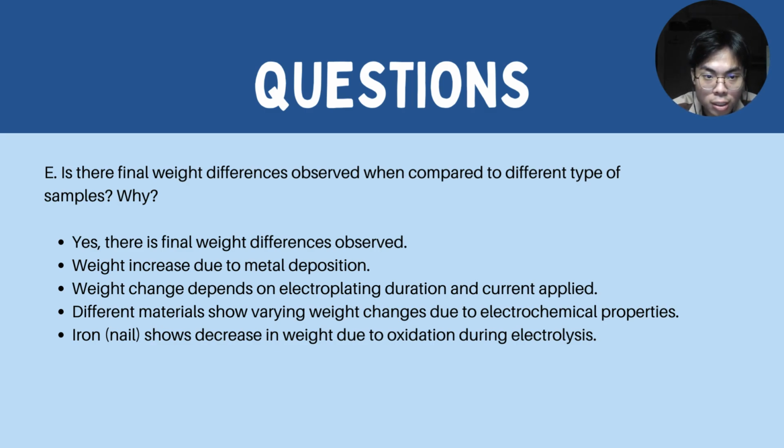The answer for the next question, E, is yes, there is a final weight difference observed, as the weight of the mild steel sample increases due to deposition of metal from the solution onto the surface of the mild steel. The difference in weight change depends on the duration of electroplating and the amount of current applied. Different materials might show varying weight changes due to differences in their electrochemical properties, such as their ability to gain or lose electrons. Lastly, iron shows a decrease in weight because the iron is oxidized during the electrolysis process.